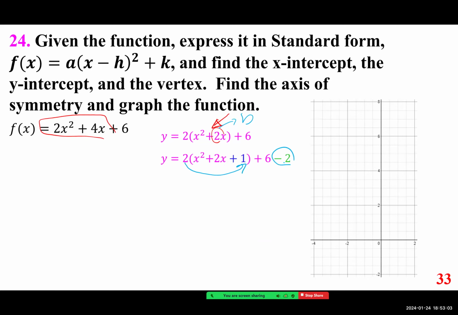I want to make sure we understand what happened here. If instead of 2, I had 5, then I'm adding 5 times 1, so I'm going to have -5 there. So this -2 comes from the fact that there's a 2 in front. And so therefore, this becomes 2 times x plus 1 quantity squared plus 4. And now the vertex is located at -1 comma 4, and it opens up.